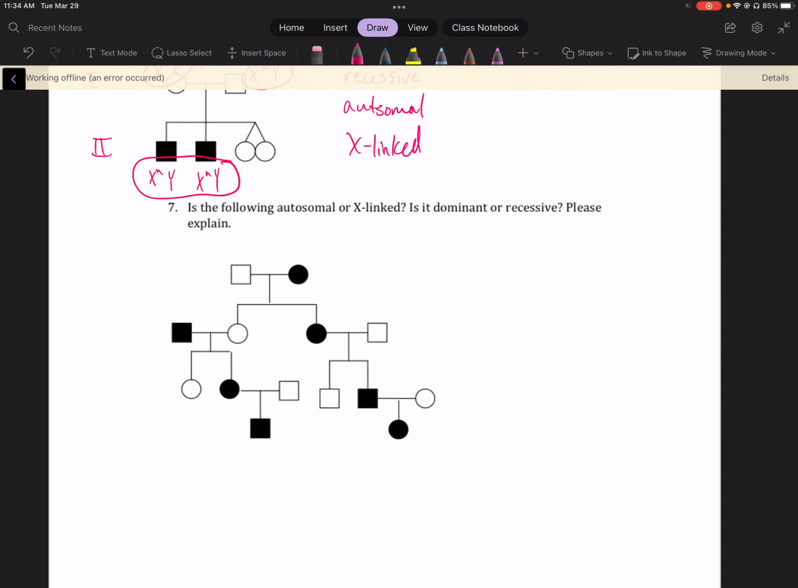Now, is the following X-linked or autosomal, dominant or recessive? It shows up in every generation, so it's going to be dominant. And in this case, there are 4 females to 3 males. There's not X-linked dominant, so this is going to be autosomal.